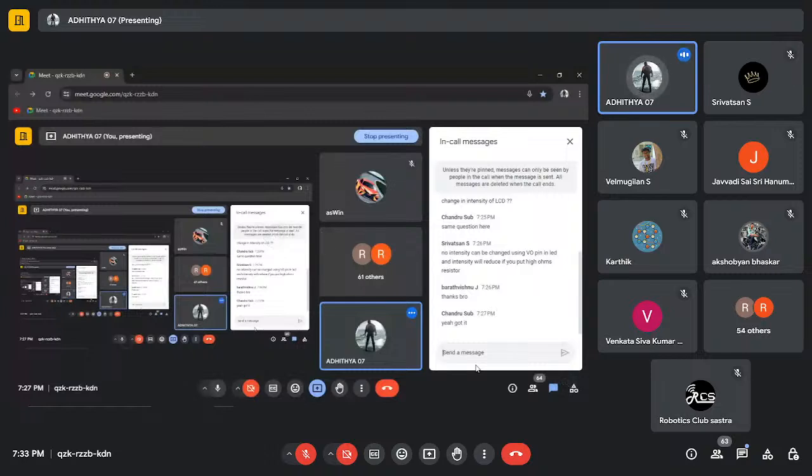So simply, we'll be thinking, how does it work? How does it rotate anti-clockwise when I change the input from one to the other? For that, we are using a circuit called the H bridge circuit. As you can see here, this one looks like an H. That's why it's called an H bridge.